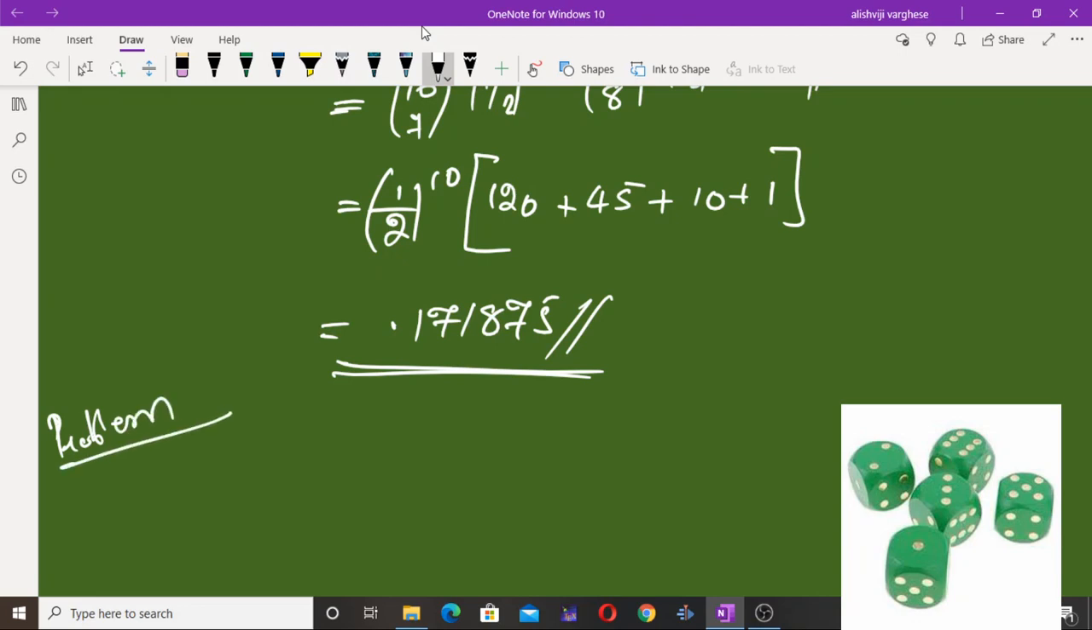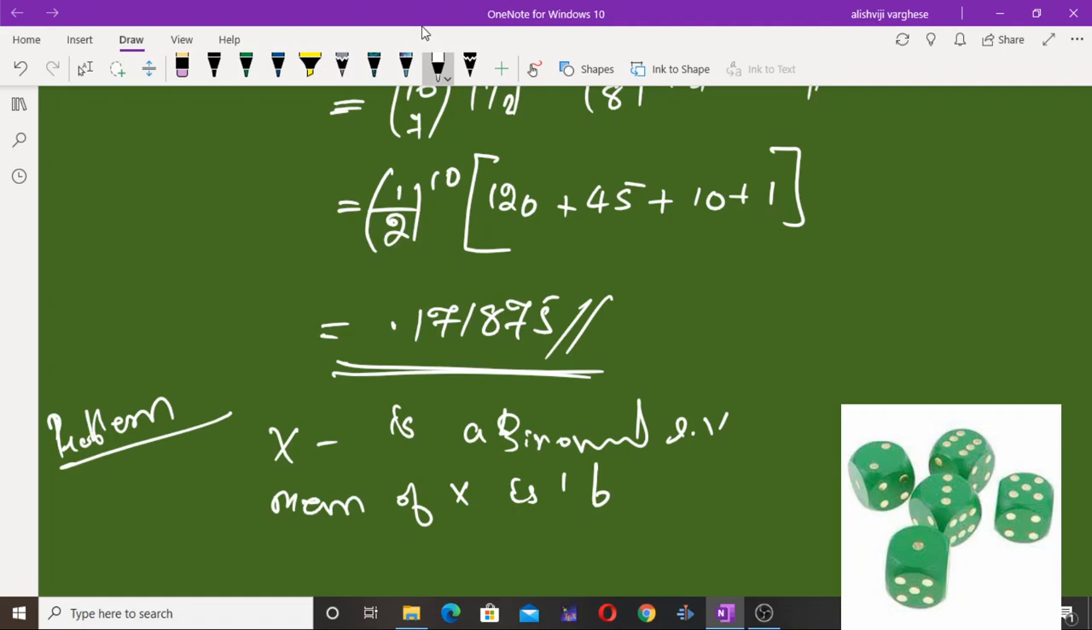Here we have a random variable x, which is said to be a binomial random variable, and it is given that the variable x has mean and variance 16 and 8 respectively. Mean of x is 16 and variance is 8. Now what we have to find is the probability that x is equal to 0 and the probability that x is equal to 1. That is what we have to calculate.